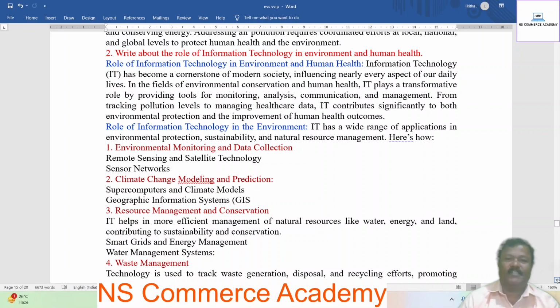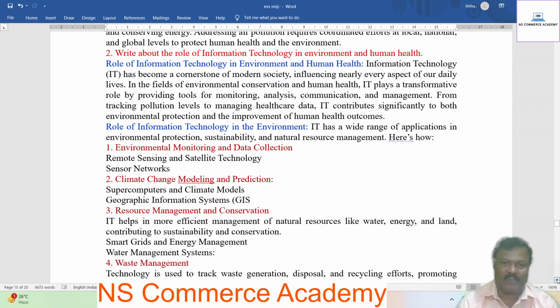Role of information technology in environment and human health. Information technology has become a cornerstone of modern society, influencing nearly every aspect of our daily lives. In the field of environmental conservation and human health, IT plays a transformative role by providing tools for monitoring, analyzing, communication, and management. From tracking pollutant levels to managing healthcare data, IT contributes significantly to both environmental protection and the improvement of human health outcomes.